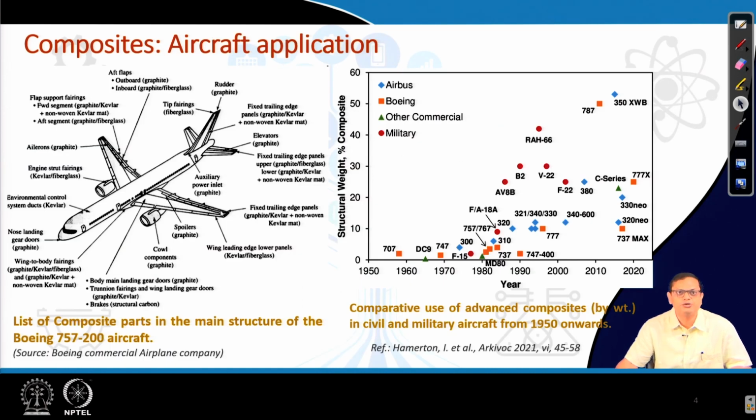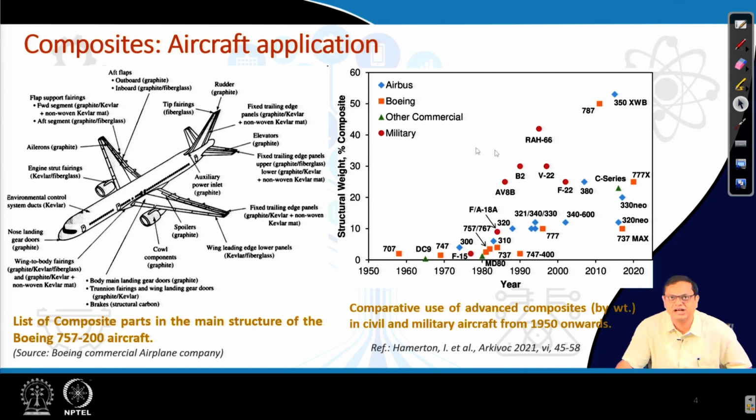I was talking about aerospace industries. If you look at this particular diagram, almost all components are made of some kind of composite materials, as you can see clearly here, starting from the cowl, which is basically a graphite composite, the spoilers, the auxiliary power inlet, and tip fairings. All kinds of components are made of different kinds of composite materials.